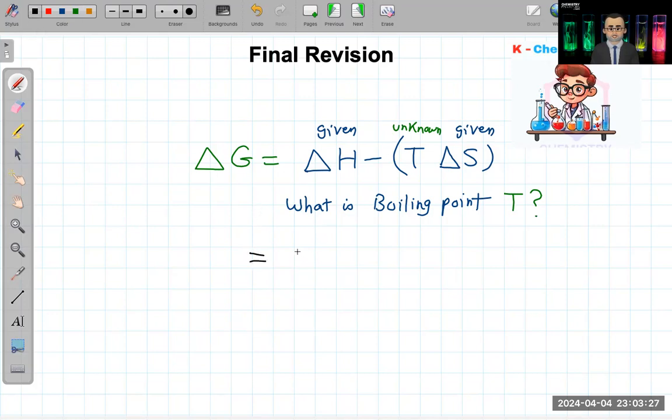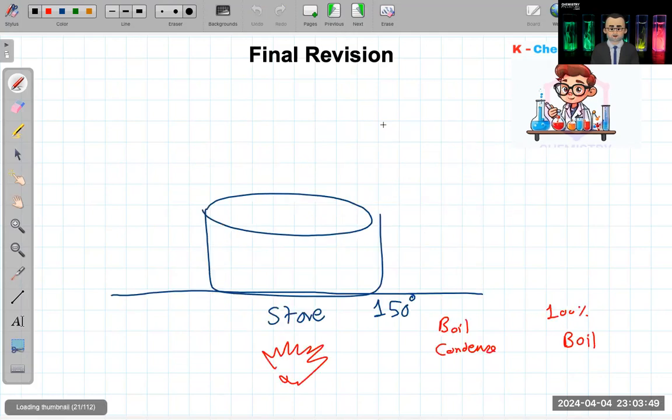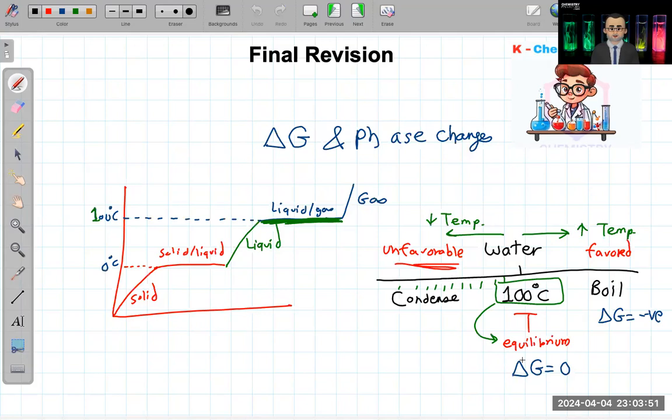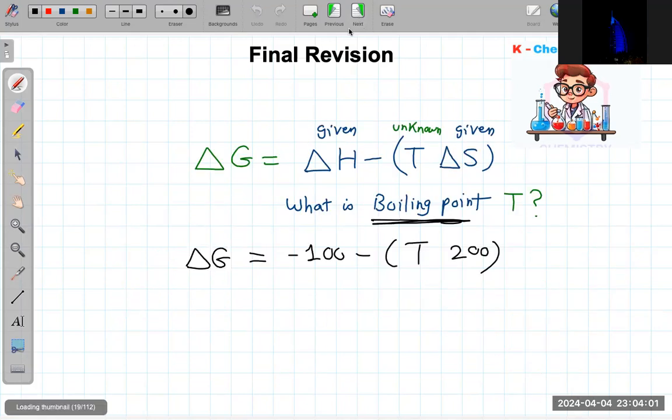Mister, I have the delta H given, for example, minus 100, and I don't know the T. And the delta S is, for example, 200. Then what is T? Mister, I have two unknowns: T and delta G. Mister, what is the boiling point? At boiling point, what is delta G? At boiling point, what is delta G? 0. Bravo.